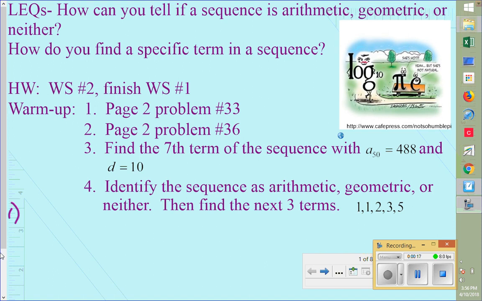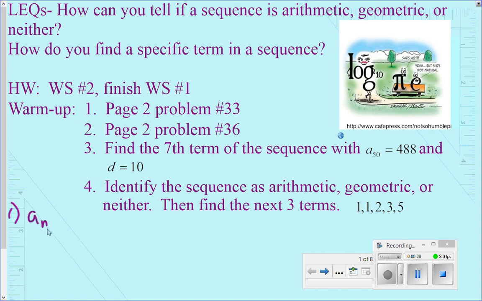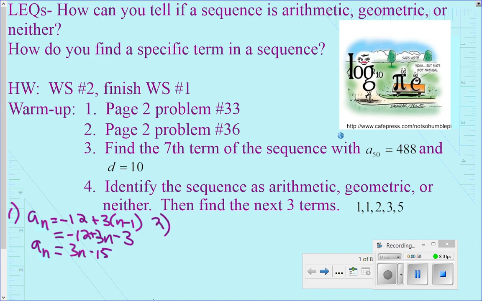So first I'm going to start with a sub n equals, and then hopefully you realize by looking at that problem that the d value is 3, and the a sub 1 is equal to negative 12. So negative 12 plus 3 times the quantity n minus 1. And then distributing gives me 3n minus 3. So negative 3 and negative 12 give me negative 15. So 3n minus 15 is equal to a sub n. That's my equation.